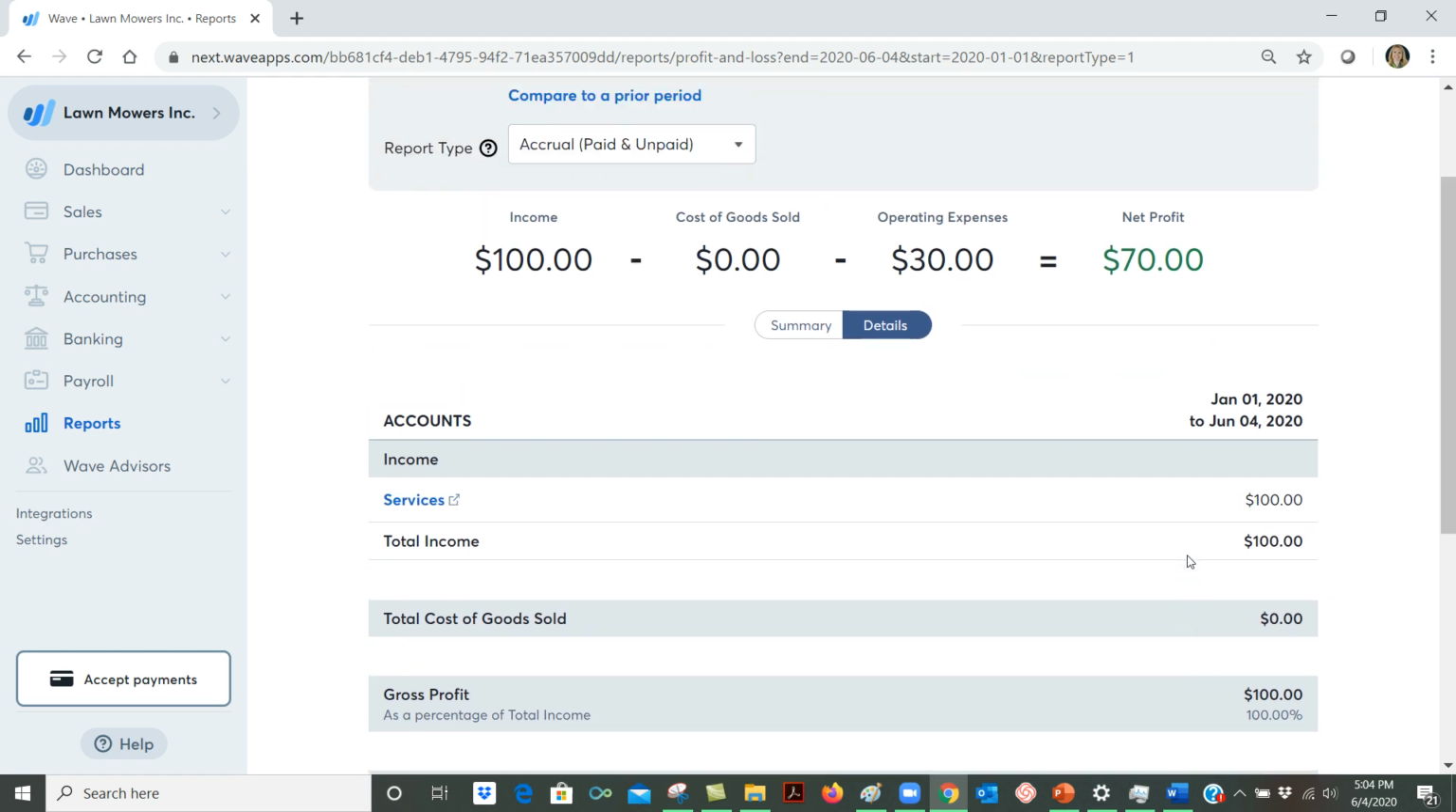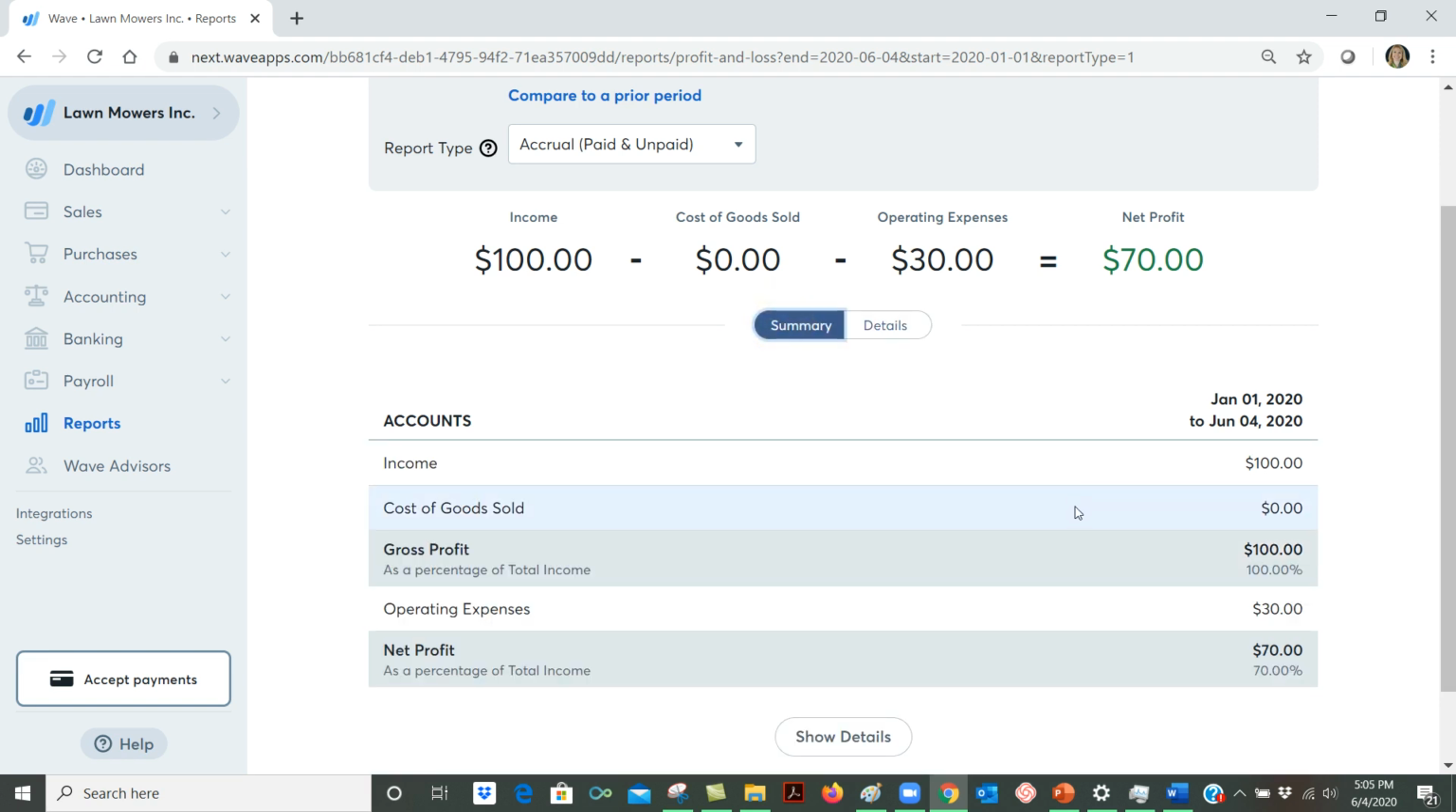Now I'm looking at the income statement in detail view. This details box is clicked. I can also click on summary and it provides more of a big picture overview of my revenue and my expenses. And remember, income is just another word for revenue.